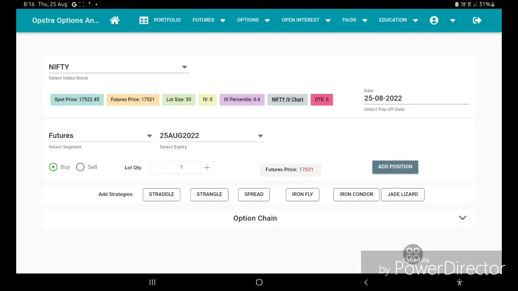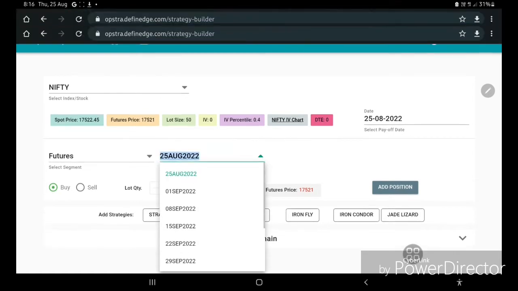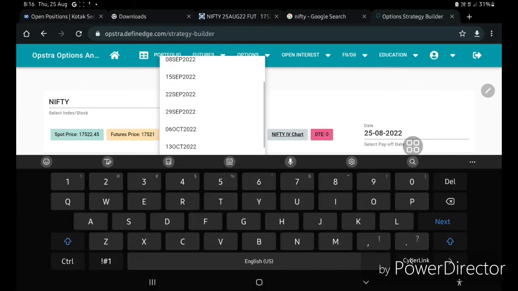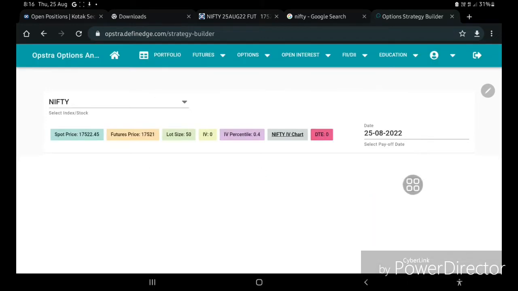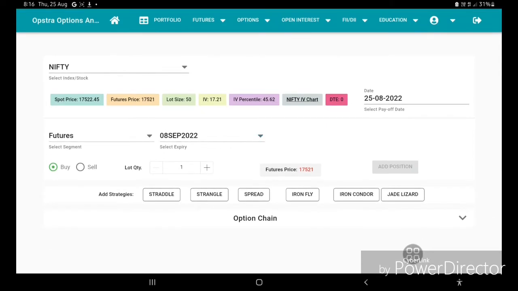And actually, there is one secret: time in the market is important, not timing the market. So futures, and our expiry is going to be 29 September. 29 September.